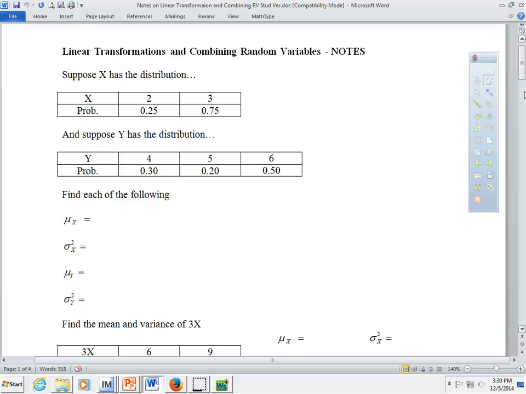So suppose we've got two random variables, x and y, and the probability distributions are given as such. For x, x could be 2 or 3, and then the probability is assigned. Y could be 4, 5, and 6, and the probability is assigned there. Now, like we talked about in class, we can come up with the mean, and that's what we want to do. We want to come up with the mean, the variance, and the standard deviation for each of these.